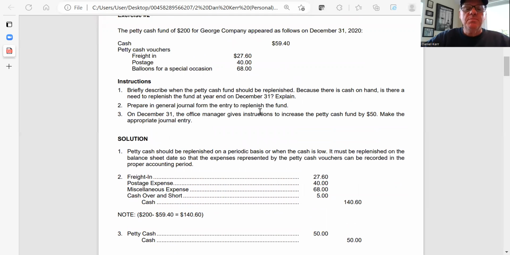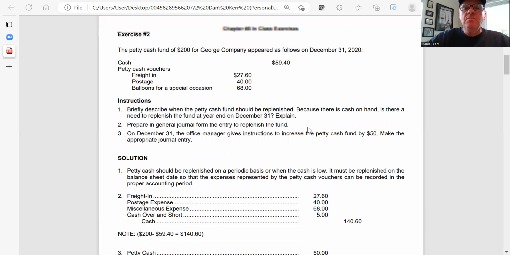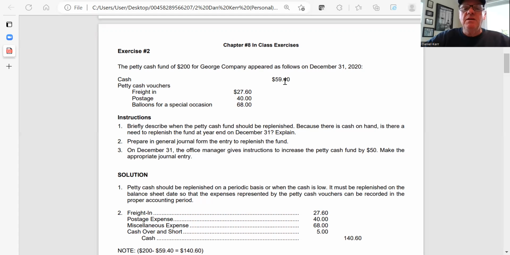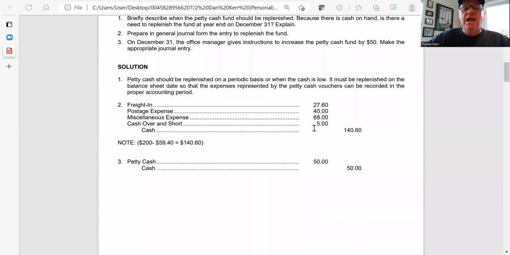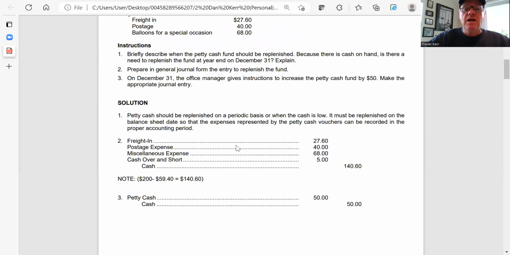Prepare a journal entry to replenish the fund. So we counted the money in the petty cash fund. We only had $59.40, and these were the vouchers. First thing we've got to do there is to figure out how much cash was reduced. So we know there was $200 in the fund, and we know that there's only $59.40. So when I replenish the fund, I have to replenish it for $140.60. That's what brings it up to $200.